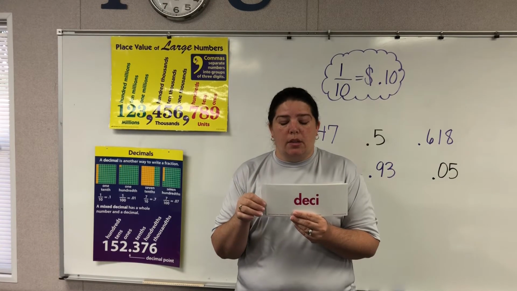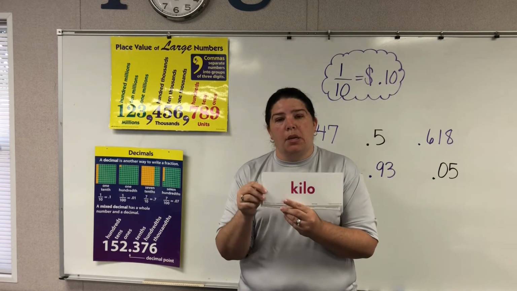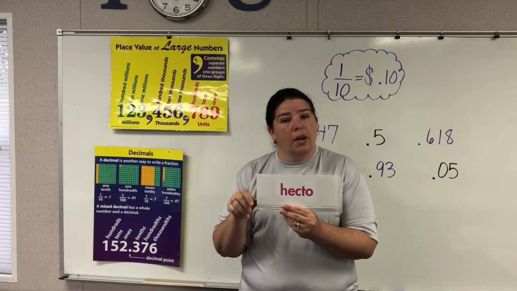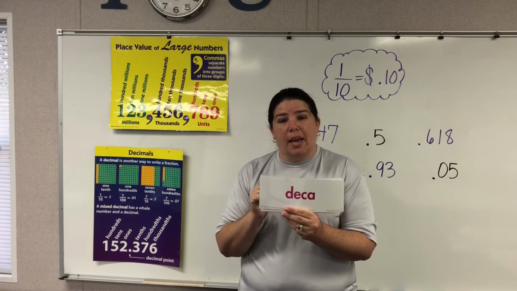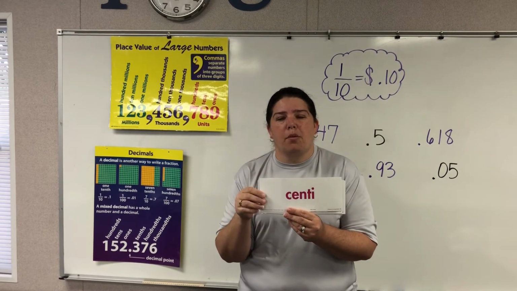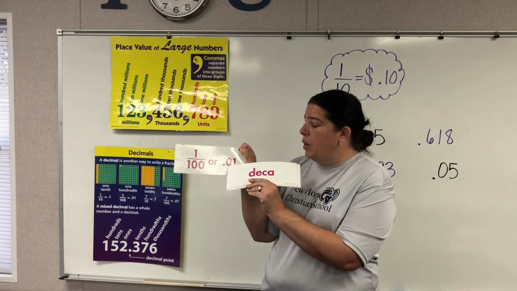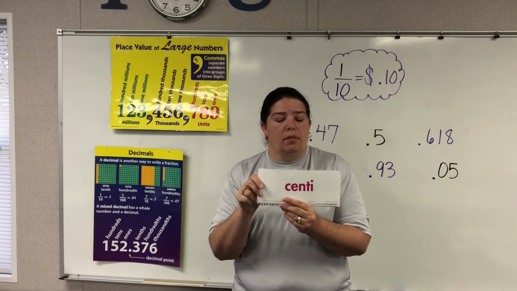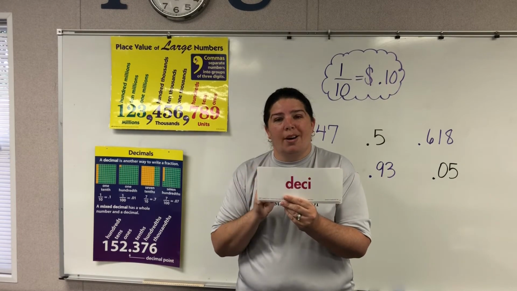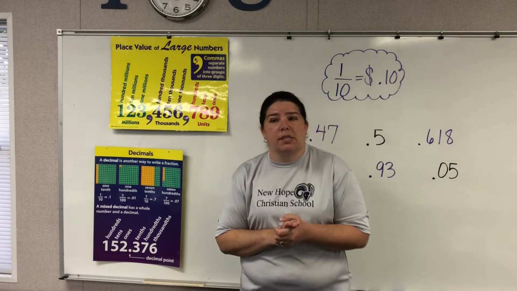I'm going to just give you the answer. What does that root word, kilo, mean? 1,000. 100. 10. Let's see. 100, 100th, right? 1/100. Or, we're going to learn today, 0.01. 1/1000th. 1/10th. Very good. So like I said, today we're going to talk a little bit about decimals.